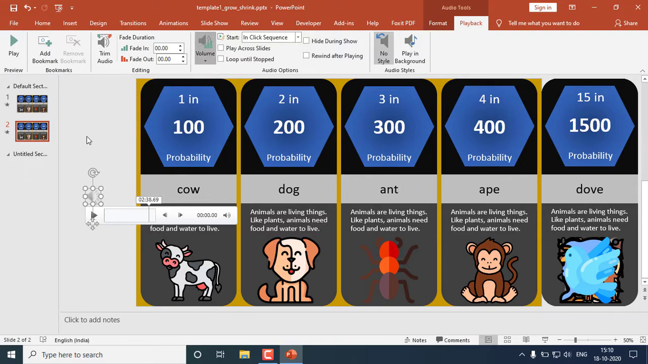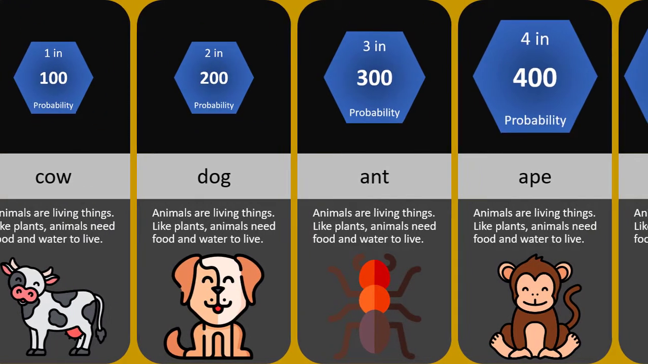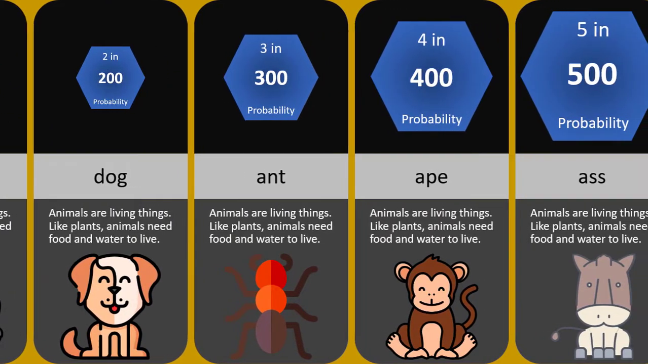Go to volume, set medium. For start, choose automatically, play across slides, loop until stopped, and hide during show. And you can do fade in or fade out as per your requirement. And lastly, you click the Play in Background button. Now it's ready.